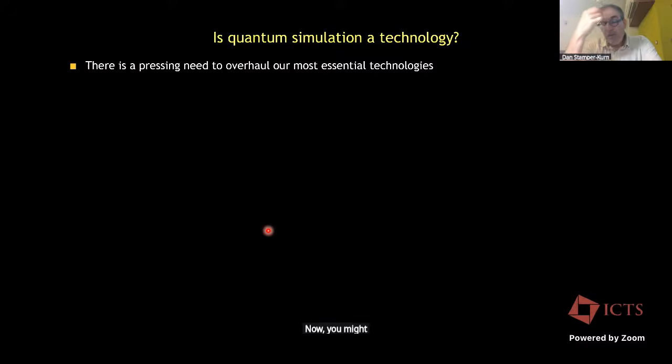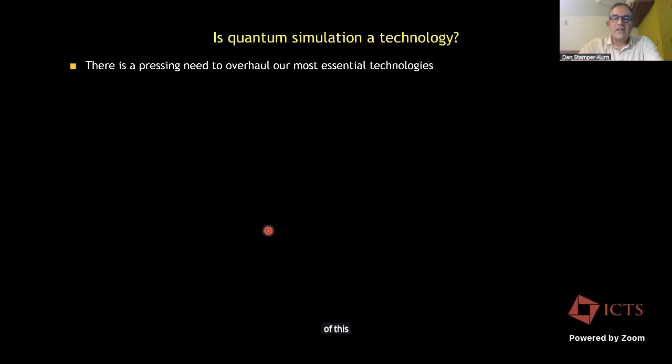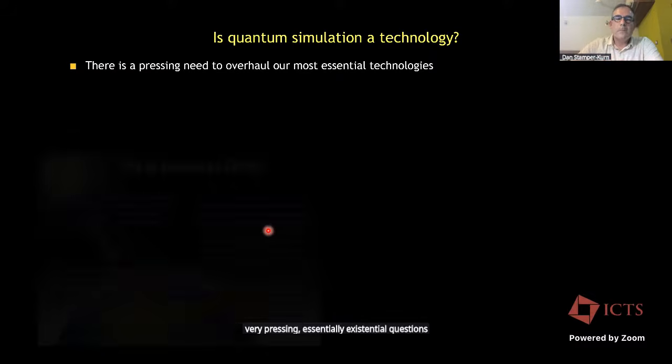Now, there might be questions, and one of the questions which hasn't been asked of me yet is, this does not sound like a technology to me. This sounds like experiments. And I want to make an argument that, in fact, quantum simulation might be one of the most important applications of this new brand of quantum devices. Because I think it can be argued that humanity desperately needs to overhaul our most essential technologies, because we face at least three very pressing, essentially existential questions all at once.